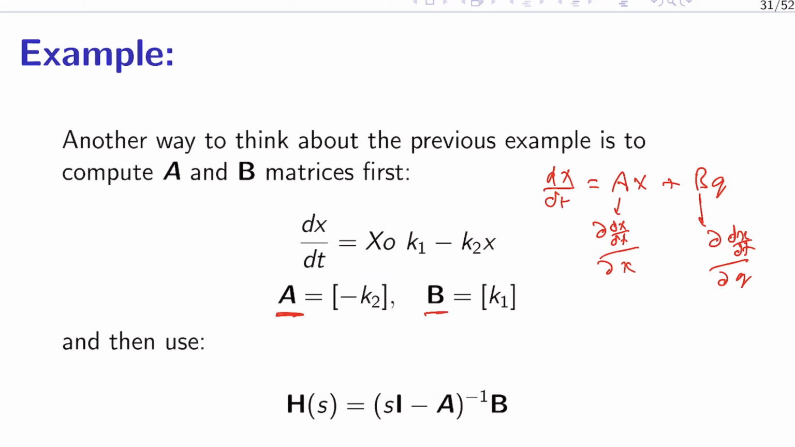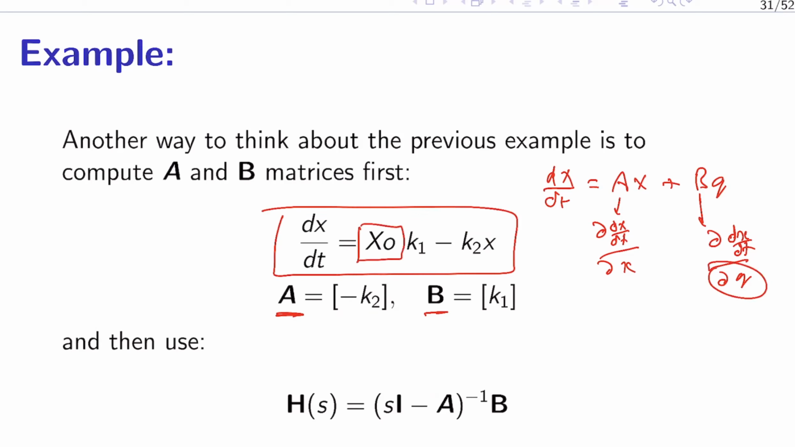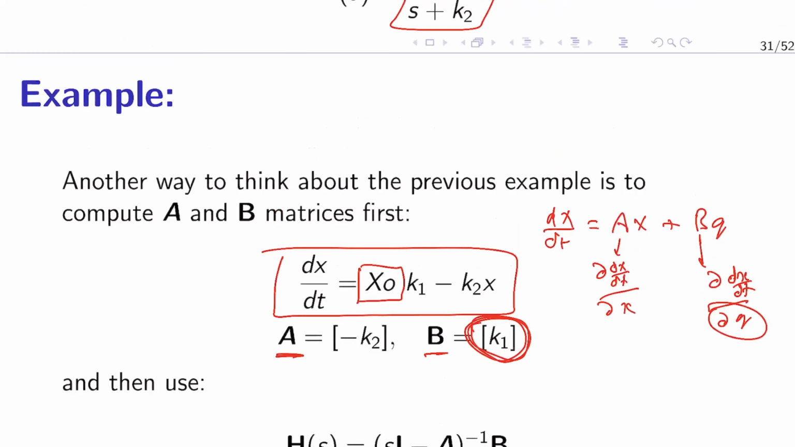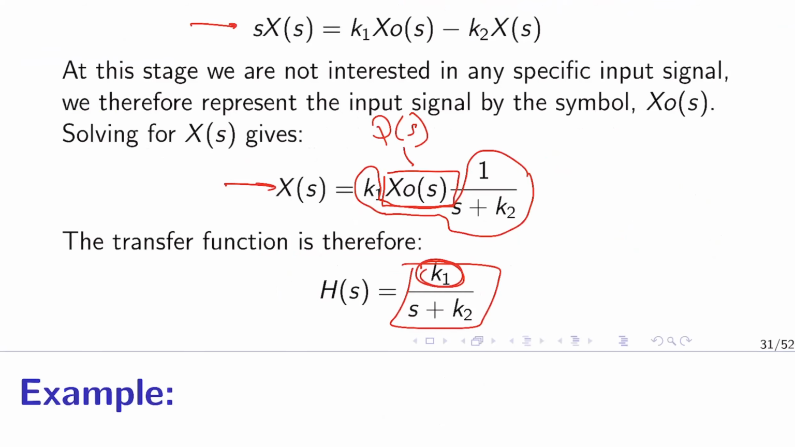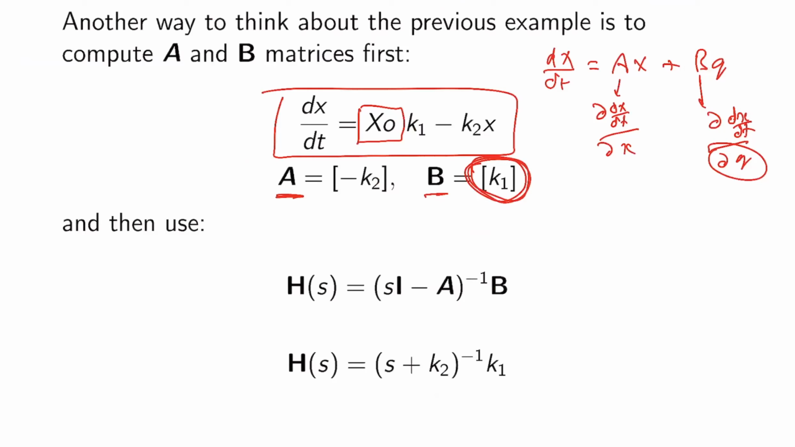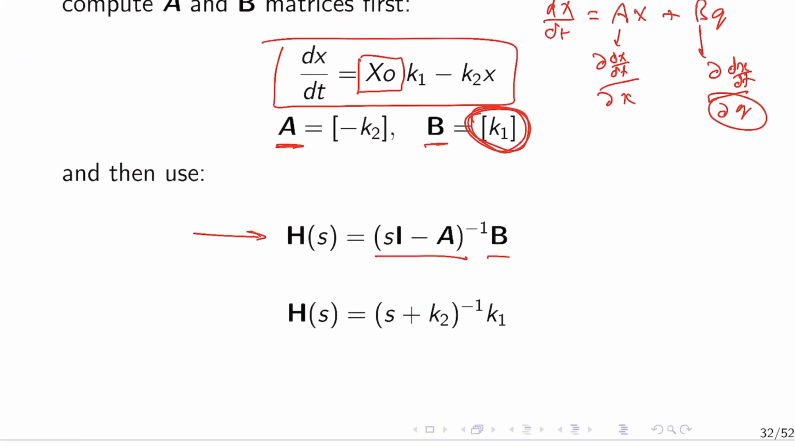If I want B, I have to differentiate this with respect to q, and as I said, the input was x0. So if I differentiate that with respect to x0, I get k1, and that's why the k1 appears here. So the B includes the k1. And remember that the transform of this system was the resolvent times B, and I know B is k1, that's the k1 there, and the resolvent is just 1 over s plus k2.